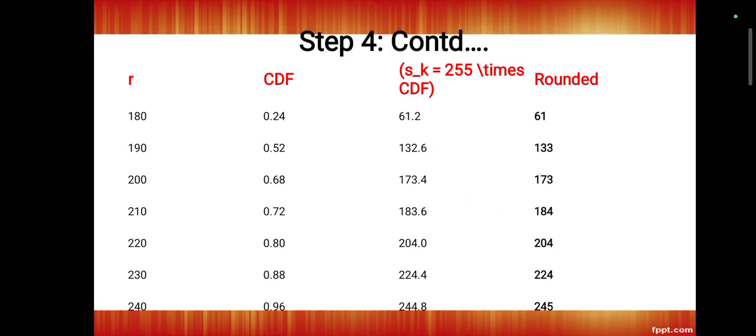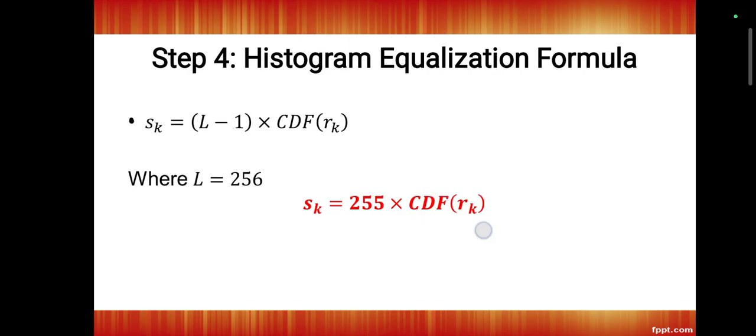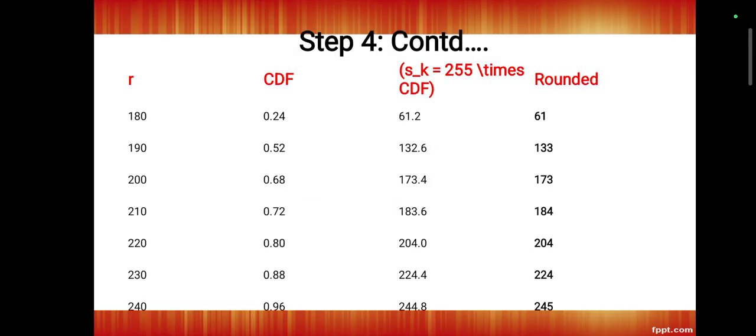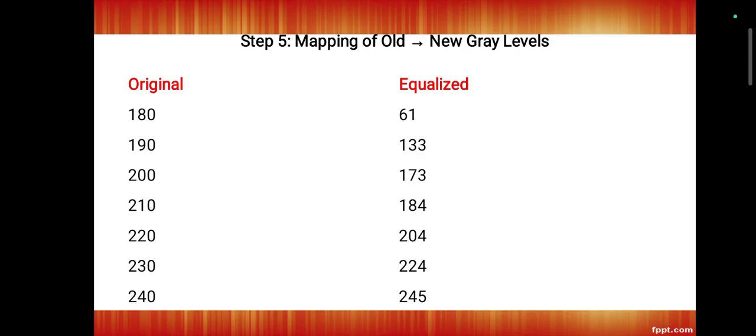So now considering these tables of cumulative distribution function, the values are rounded. For the given values, CDF 0.24 into 256 is calculated, and this value is rounded. 61.2 is rounded to 61 and 244.8 is rounded to 245. Next is the mapping of old and new gray levels.